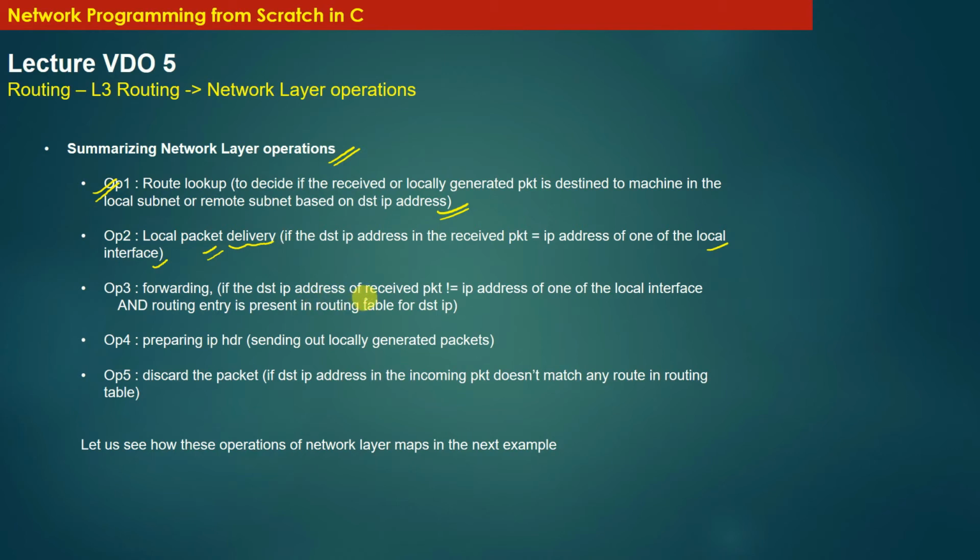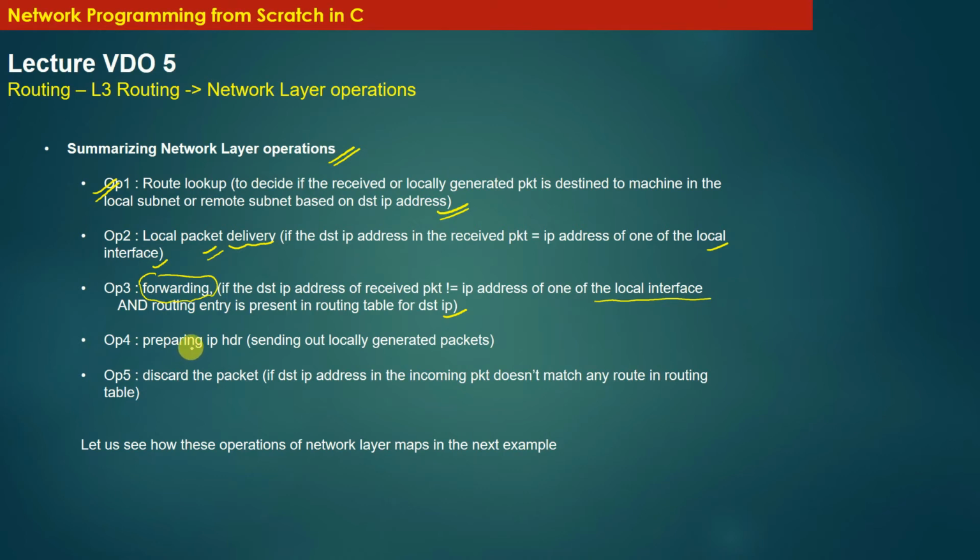This is called local packet delivery. And if the destination IP address in the received packet is not equal to the IP address of any local interfaces of the router, and a routing entry is present in the routing table for the destination IP address, it means that the packet is not destined to the router itself. In fact, the router has to forward the packet to the next hop.